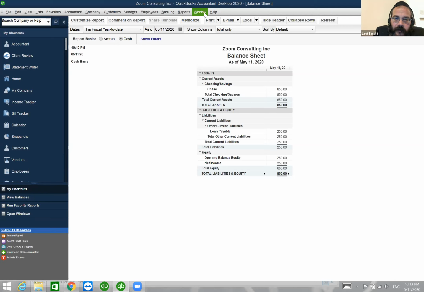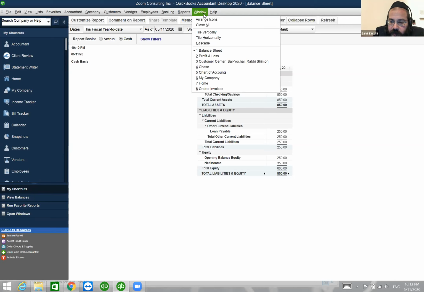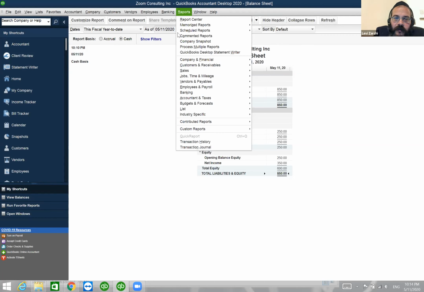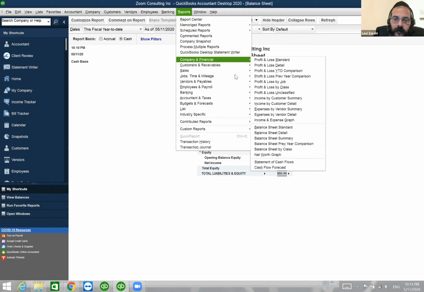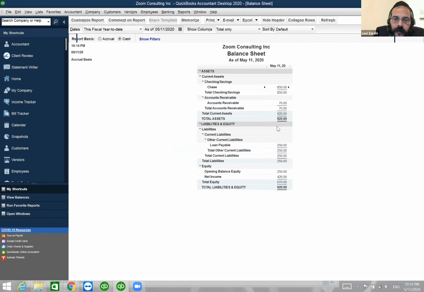If I go one more time to the window, we have maybe 10 questions left. I'm going to try to speed through the important ones. We lost some time with that share screen. I go back to a balance sheet. Banking, use register. Actually, where I'm going, again, reports, company, balance sheet. I'll show it again until you understand.